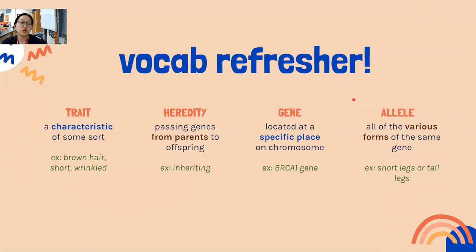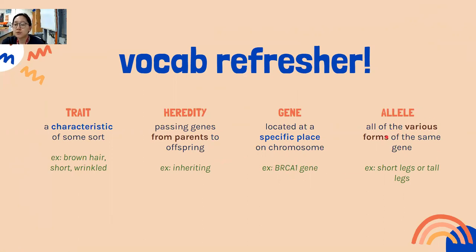So as a vocab refresher, a trait is a characteristic. It's some kind of descriptive characteristic, for example, brown hair, being short, having wrinkles. Heredity is when genes are passed from parents to offspring. So when you inherit something. A gene is a specific chunk on a specific place of your DNA in your chromosome, and it has a specific purpose or job that it produces a protein for. So for example, the BRCA1 gene is in charge of preventing breast cancer. And if you have a mutation in your BRCA1 gene, then you will get breast cancer.